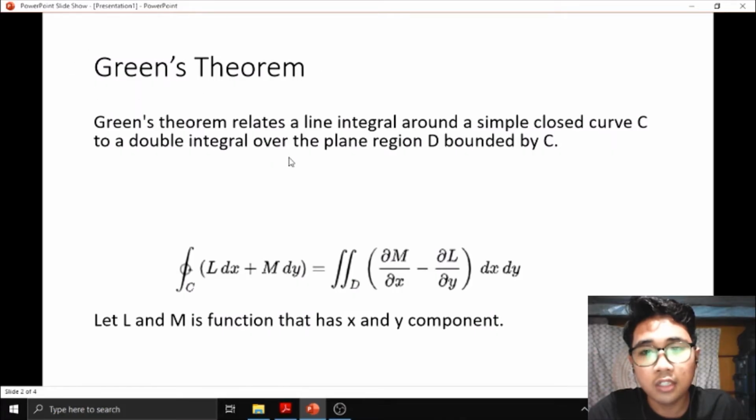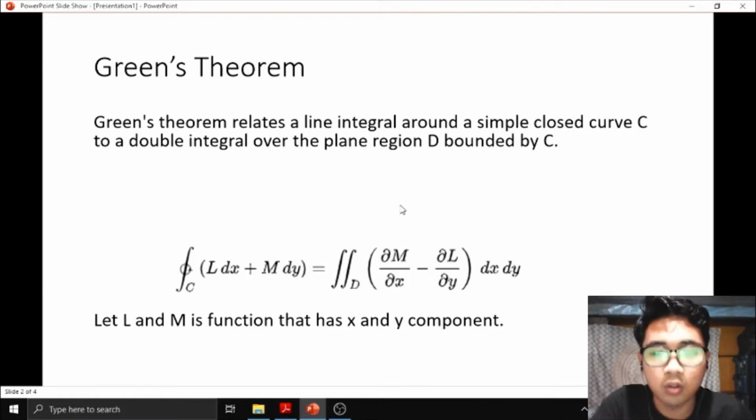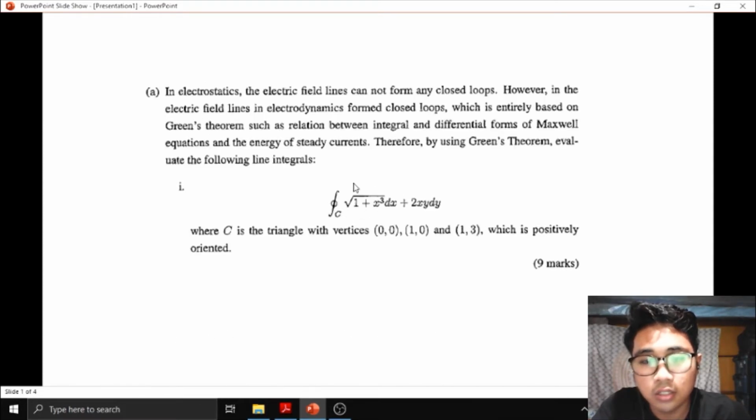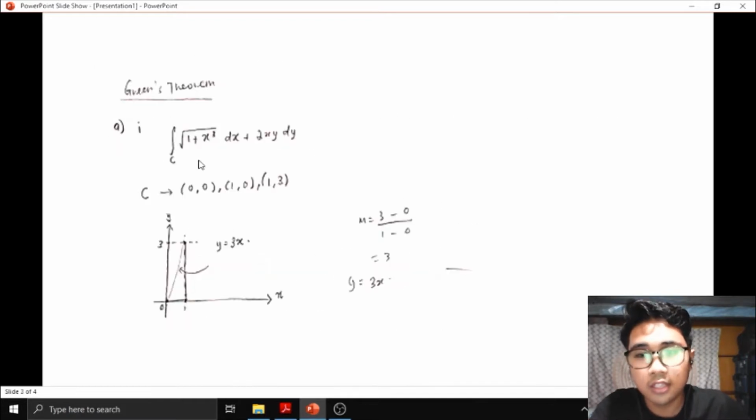And basically, most questions that use Green's theorem are for a simple closed curve. So we can see that there is L and M, which are functions that have x and y components. Yes, this is L and this is M. We can also use another alphabet, which is P and Q, or whatever. Okay, let's get into the question.